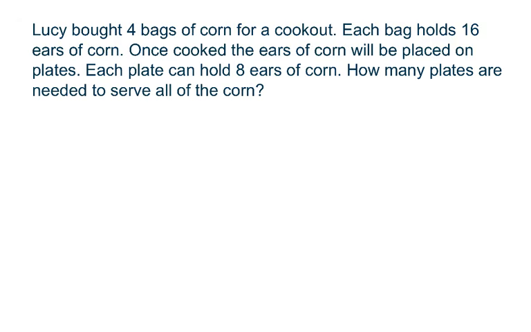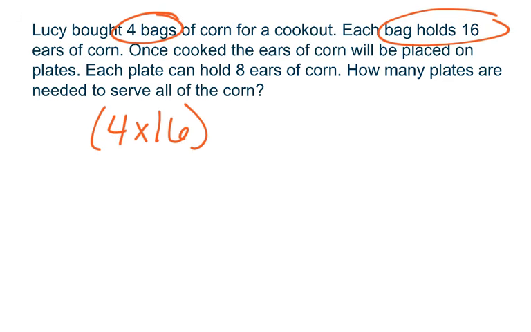Once she figures out how many total she's going to have, she's going to split that total and put them onto plates of 8. So what equation can you write to solve this problem? Well, to figure out the total number of corn, we have to multiply her bags times how many are in each bag. So we're going to be multiplying 4 times 16, and that's going to give us our total.